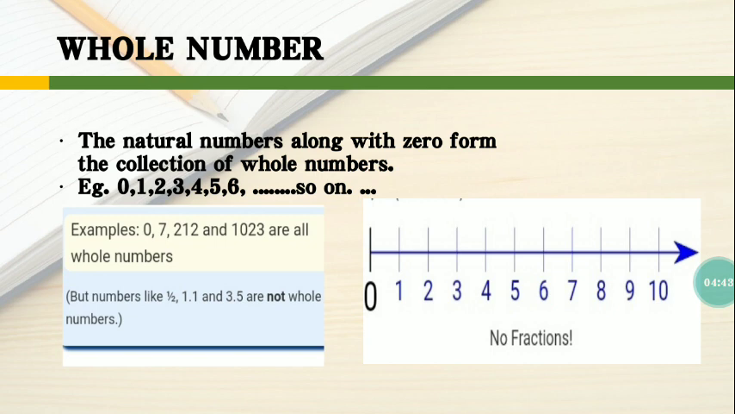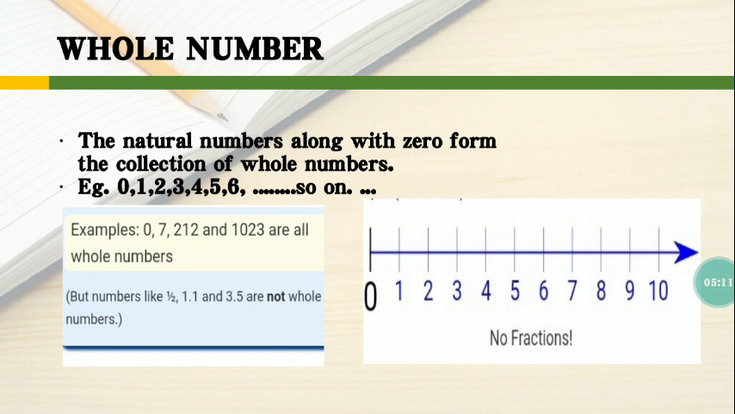So whole number is a collection of natural numbers with 0. It means whole numbers start from 0, then 1, 2, 3, 4, 5, 6, 7 and so on. And what does 0 mean? 0 means nothing. When there exists no thing or no object, this is represented by 0. As we can see that one object is represented by 1.